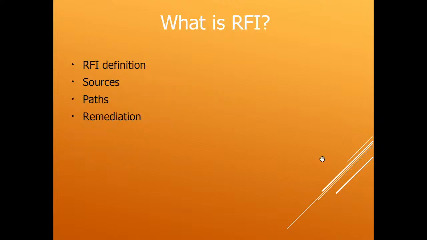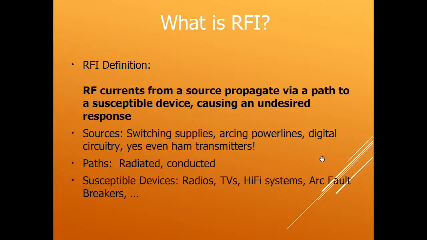So first of all, what is RFI? I'll give you a definition, and we'll talk about sources and paths and remediation. So I define RFI as RF currents from a source propagate via a path to a susceptible device, causing an undesired response. So sources can be switching power supplies, arcing power lines, digital circuitry, and even ham transmitters.